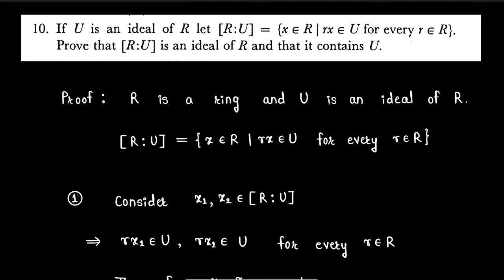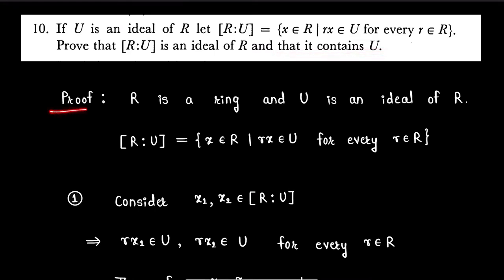In this video, I am going to solve an exercise question from the book Topics in Algebra, chapter 3, Ring Theory. The question is: if U is an ideal of ring R, let (R : U) be the set of all those elements x from ring R such that rx is an element of ideal U for every element r from ring R. Then we have to prove that this set is an ideal of ring R and it contains the ideal U.